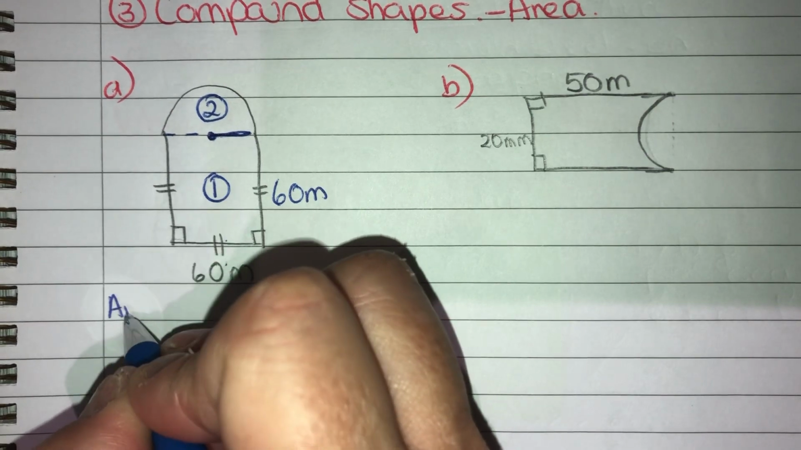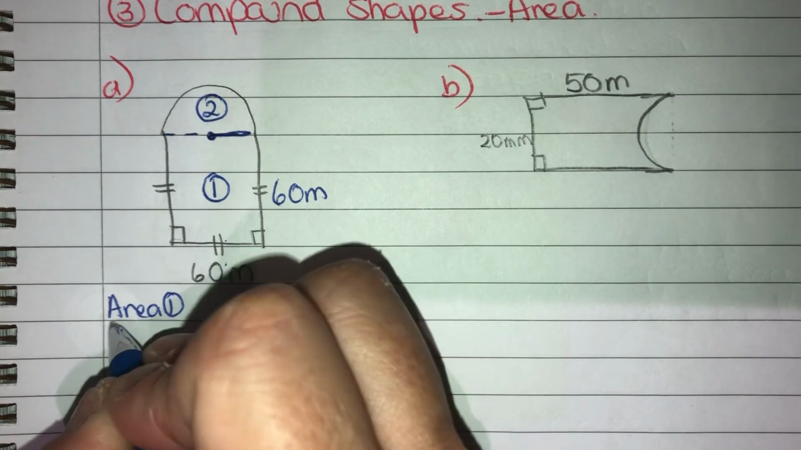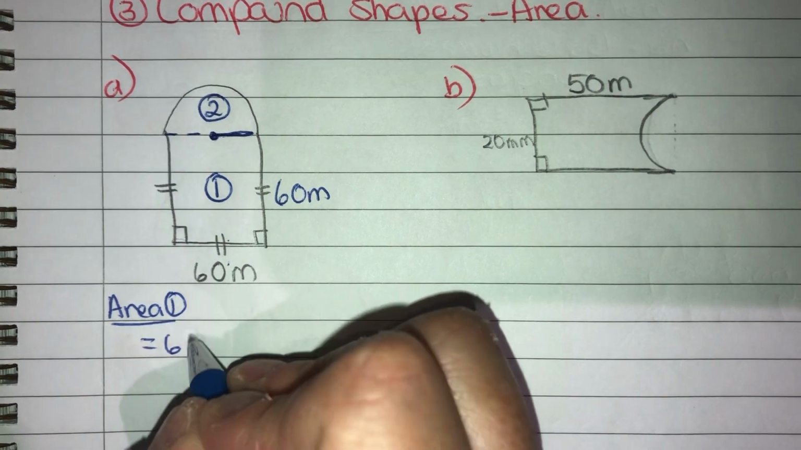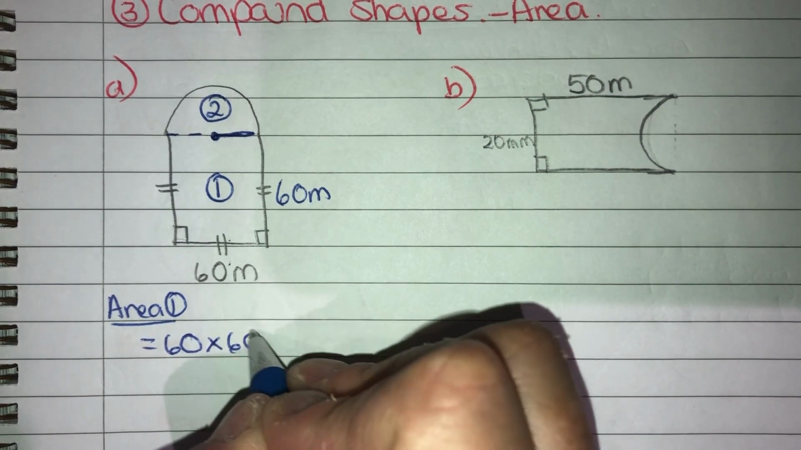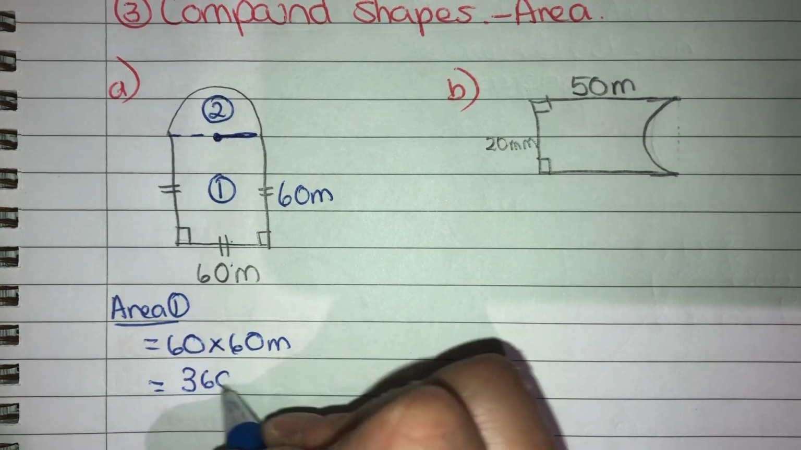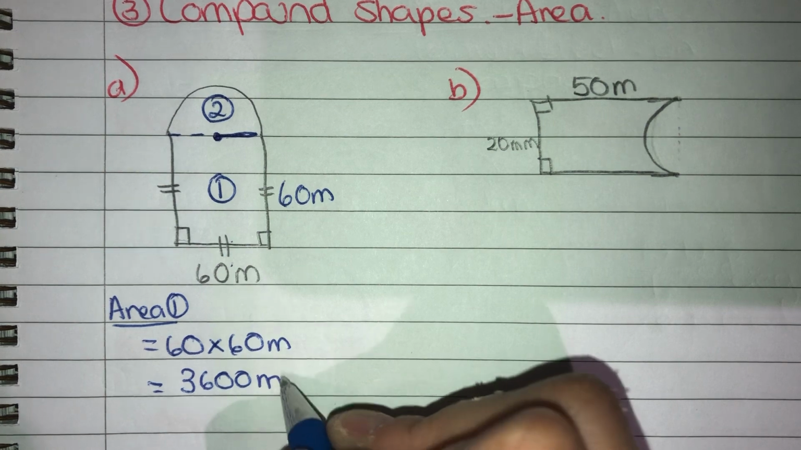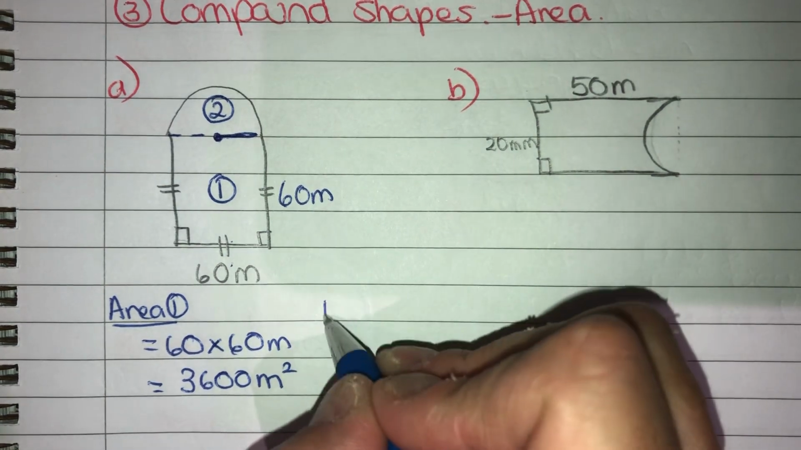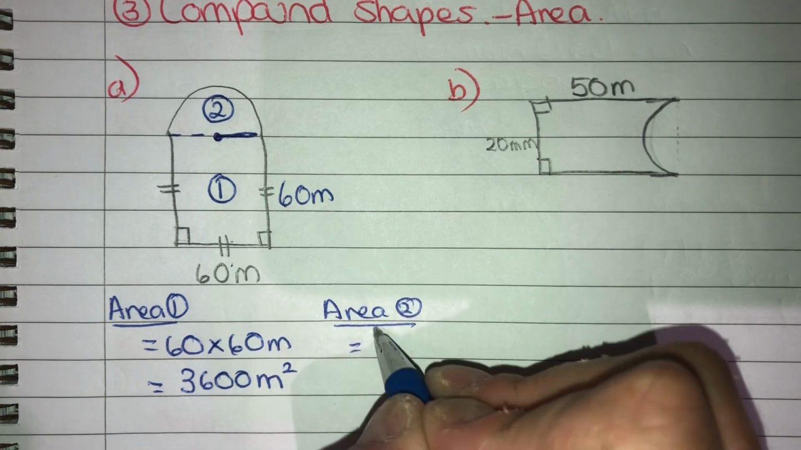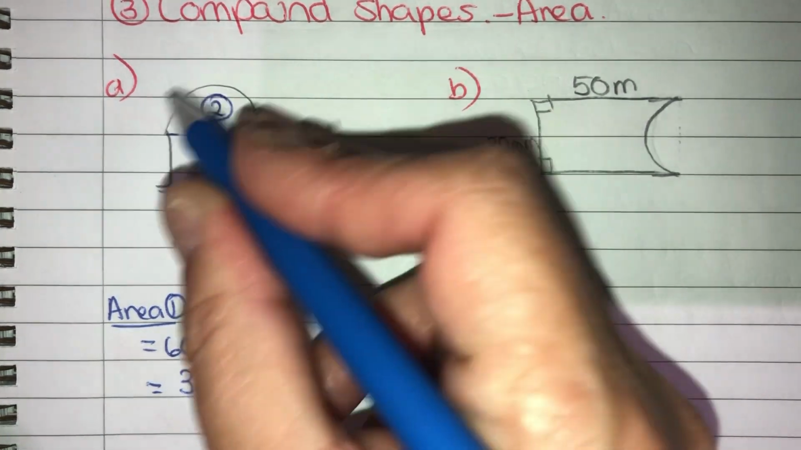So I'm going to do area 1. And that's going to be 60 times 60. They're metres. So this is worth 3,600 metres squared. And area 2, we have said, is half of a circle.